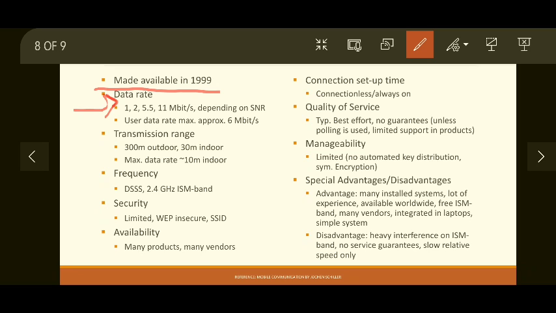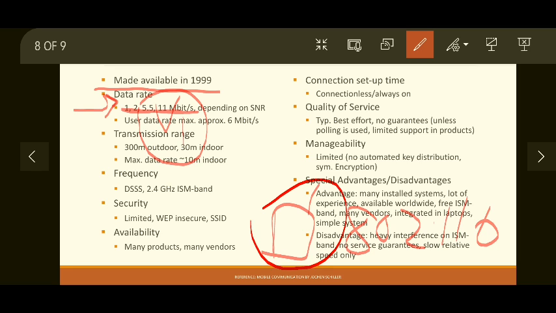Now because this was standardized, a vendor will support one of these four data rates. So our handset will now be 802.11b compliant, so it will support any one of the four. So there are four vendors supporting four different data rates, and all can be compliant with our handset.